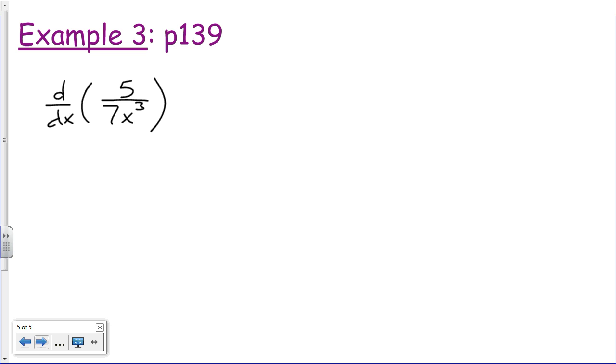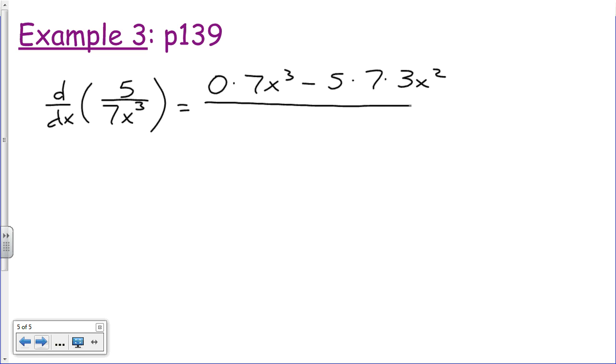You could rewrite this just as a power function. But I want to show you that you get the same result that you would even with using power rule by using quotient rule here. So let's go through this with quotient rule. Take the derivative of the top. The top function there is just a constant, so its derivative is 0 times the bottom, which is 7x cubed. And then minus the top, which is 5, times the derivative of the bottom, which is a constant times a power function, so it's going to be 7 times 3x squared. And that's all divided by the bottom squared, which is 7x cubed squared.